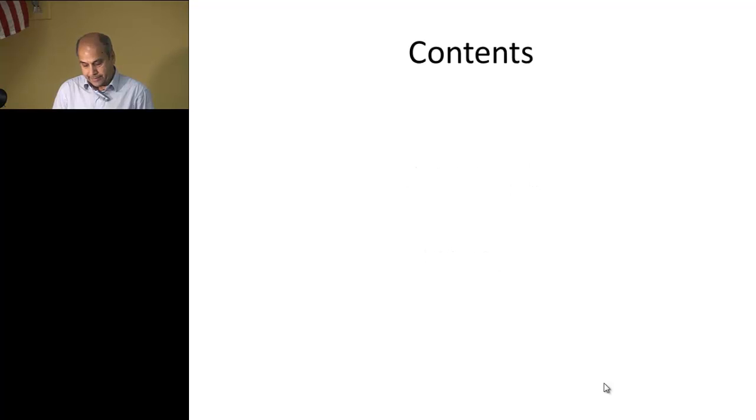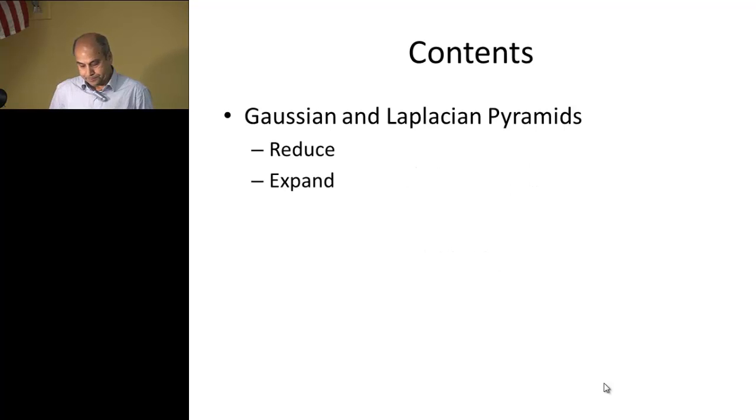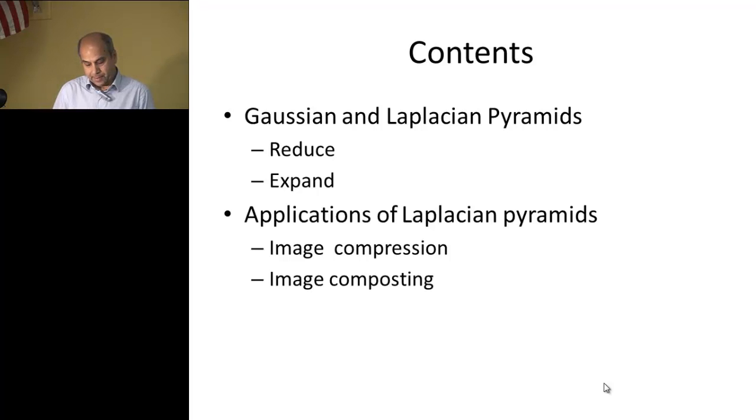So pyramids, the contents: we are talking about two kinds of pyramids. One is called Gaussian pyramids and the other Laplacian pyramids, and in that there will be two major operations. One will be called reduce, which essentially reduces the resolution, and the other is called expand, which will make it twice as much in x and y.